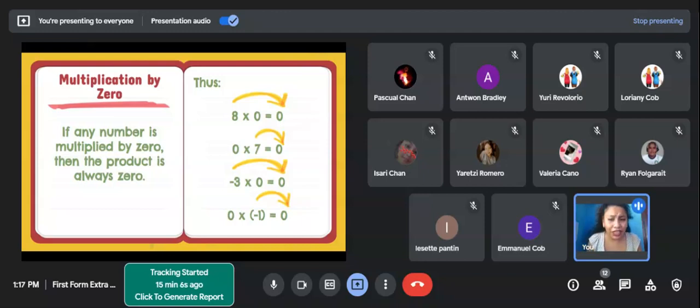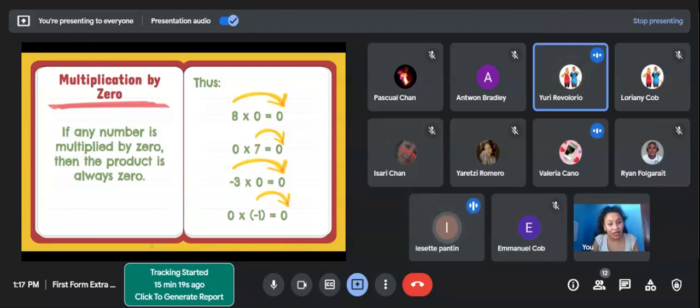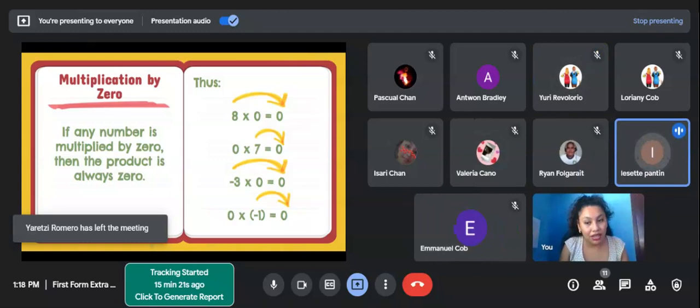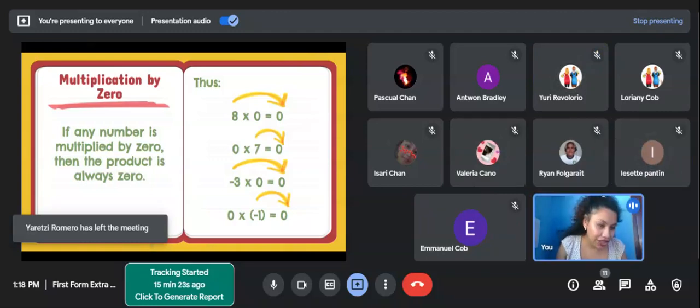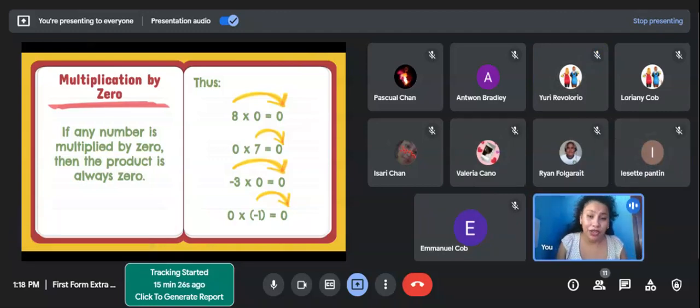So now, multiplying a number by 0. If I multiply a number by 0, what is going to be my answer? 0. And does that happen all the time? Only when you multiply a number by 0, it will always give you 0, Miss. Very good. It will always give me 0. If I have 8 times 0, that's going to be 0. If I have 0 times 7, that's going to be 0. If I have 1,000 times 0, that is going to be 0.